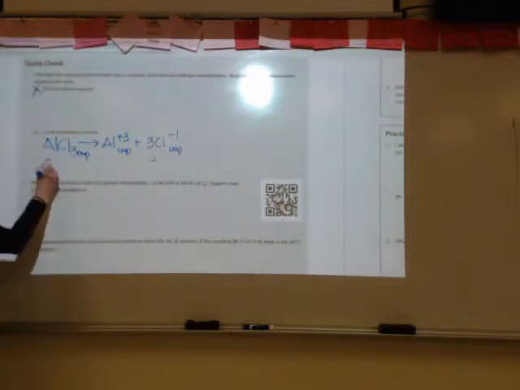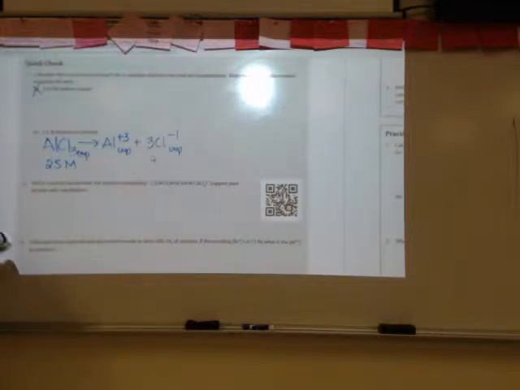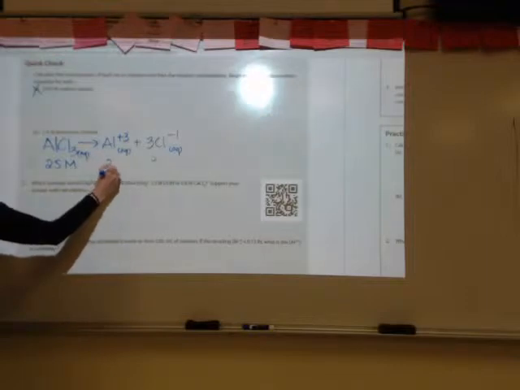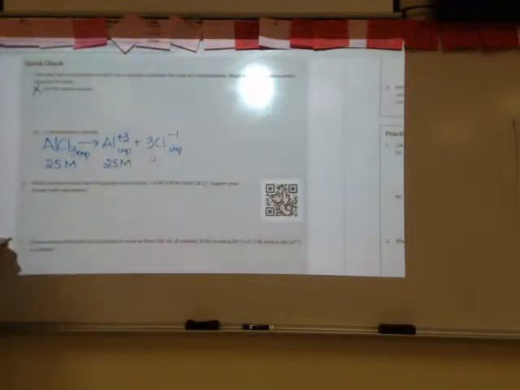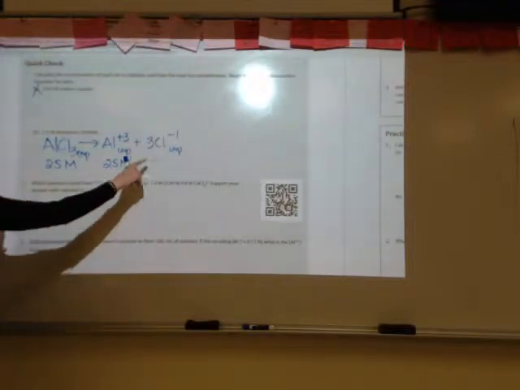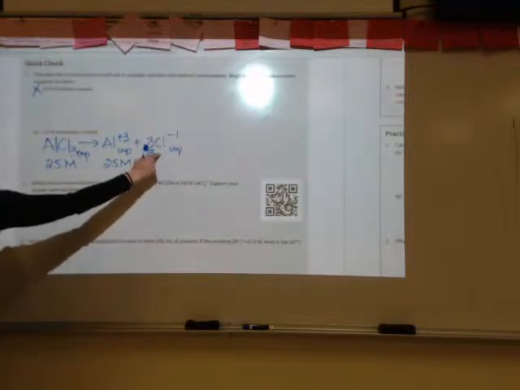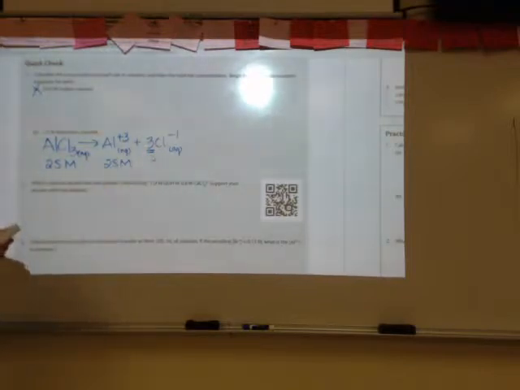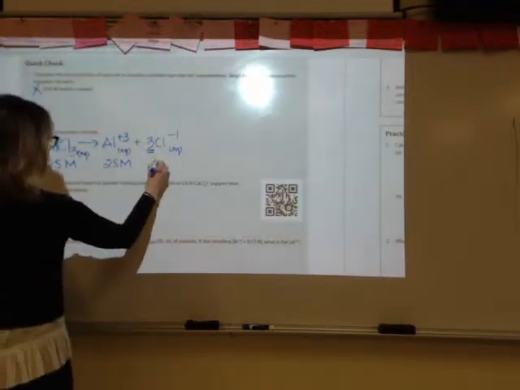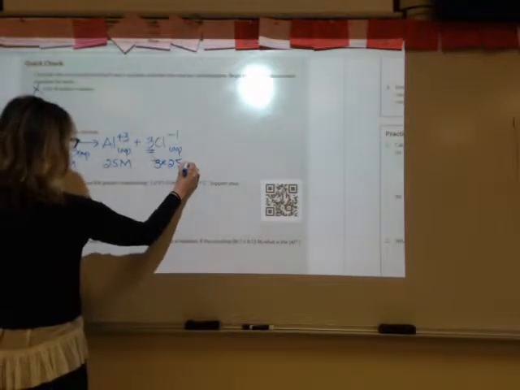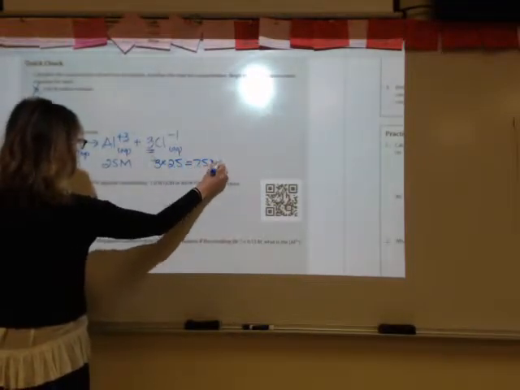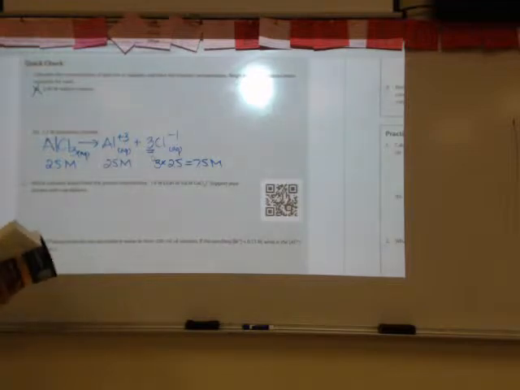I have 2.5 molarity AlCl3 (aq). What would be the concentration of my aluminum ion? 2.5, because I only have one of them. Agreed? What would be the concentration of my chloride ion? How'd you get that? Yeah, 3 times 2.5 is 7.5 molarity.